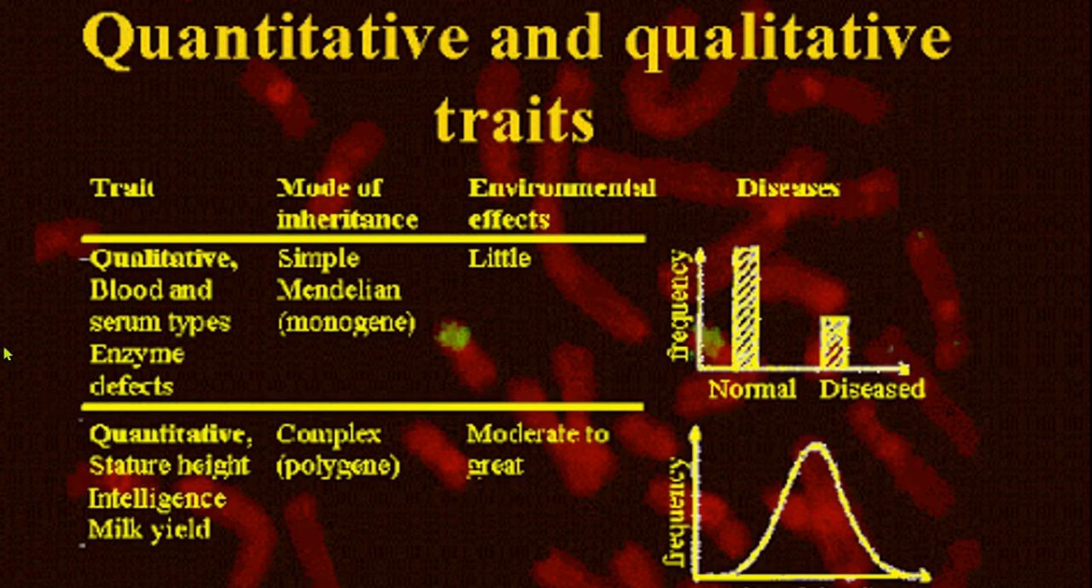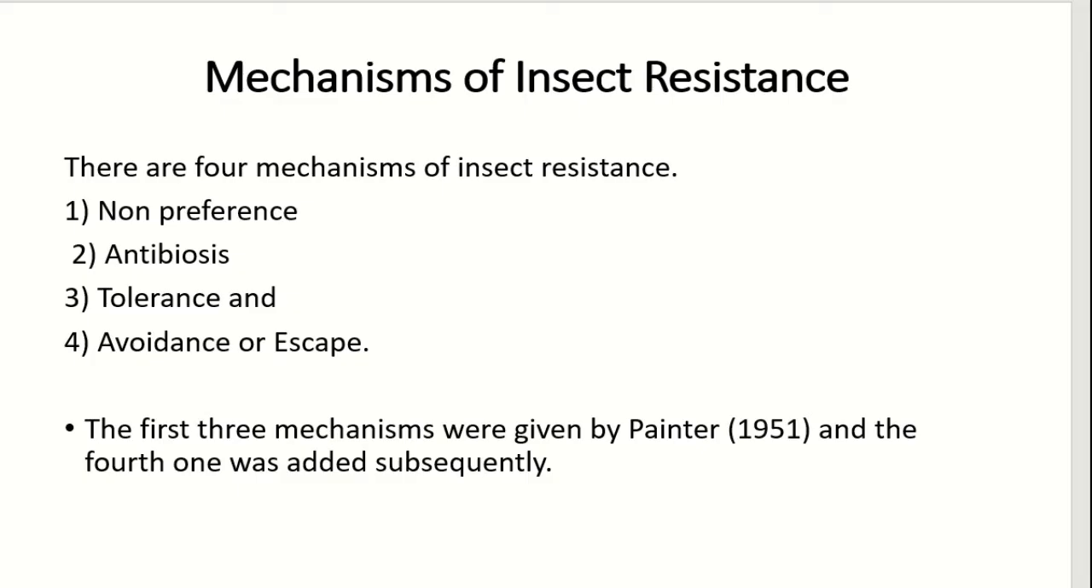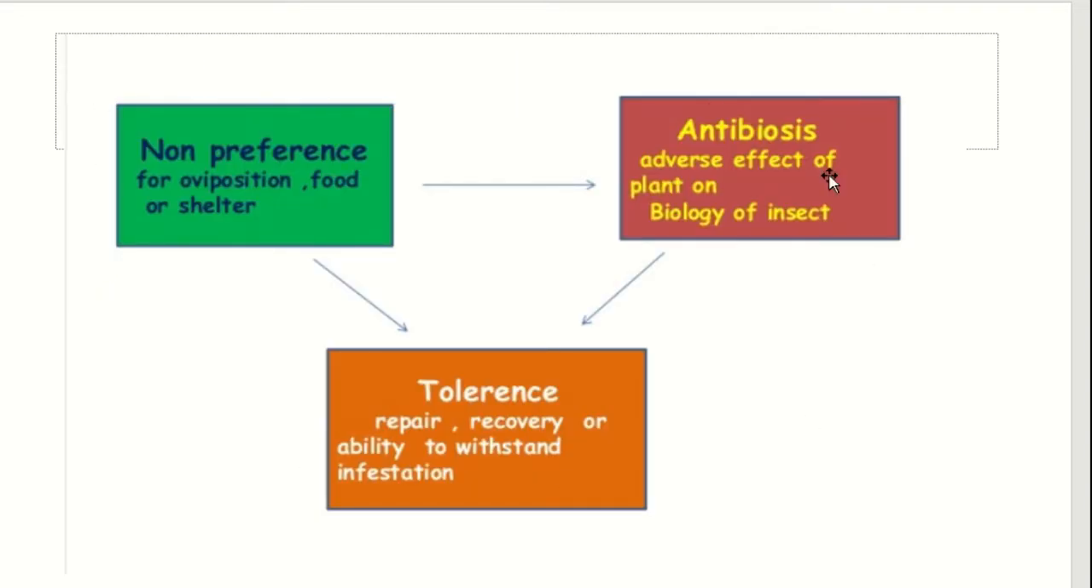Okay, coming to the next slide, we have the mechanisms of insect resistance. There are four mechanisms here: non-preference, antibiosis, tolerance and avoidance. The first three were given by Painter in 1951, and the fourth one was added later on. The first three mechanisms of insect resistance are correlated, as seen in the diagram. Non-preference is a mechanism in the morphological structure of the plant body. For example, hairiness of the plant body makes the insect non-preferring for oviposition, feeding and sheltering.